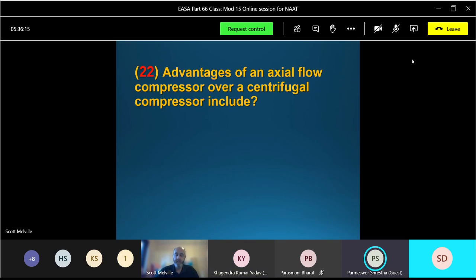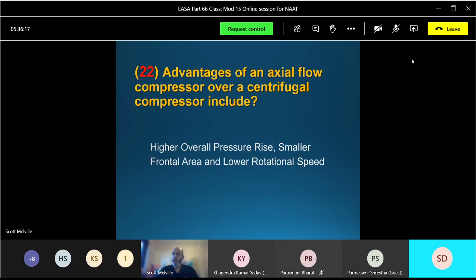We've got higher overall pressure rise, generally, although the centrifugal one does make a high pressure rise initially, but that's it. Small frontal area, I mentioned that, and lower rotational speed. We can use smaller spools to rotate first and then the rest of the engine, whereas a centrifugal compressor is quite a big, chunky beast of a thing. So it's going to take a lot of momentum to get going, and a lot of time to get rotating.